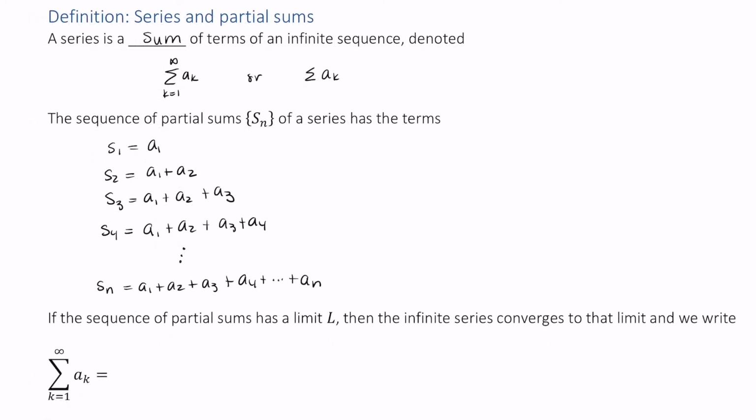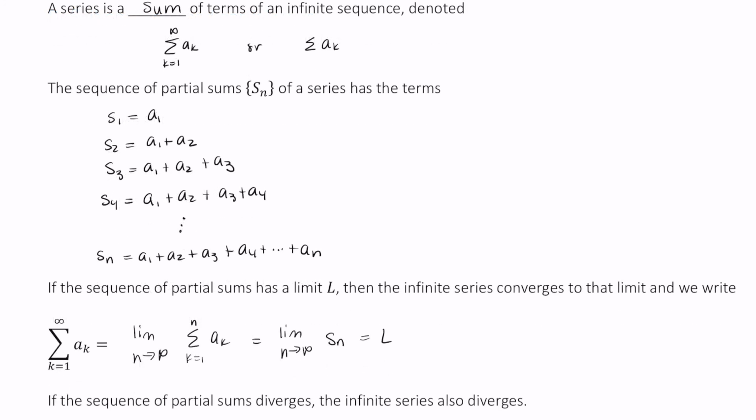If the sequence of partial sums has a limit L, then that infinite series converges to that limit. So if we can actually write this out to some limit, say this equals some number. When we add these all up, this equals L. So let's suppose that. Then we can write this summation as the limit as n approaches infinity of the sum from k equals 1 to n of a sub k, and this is just the same as the limit as n approaches infinity of the sequence of partial sums, which is equal to L.